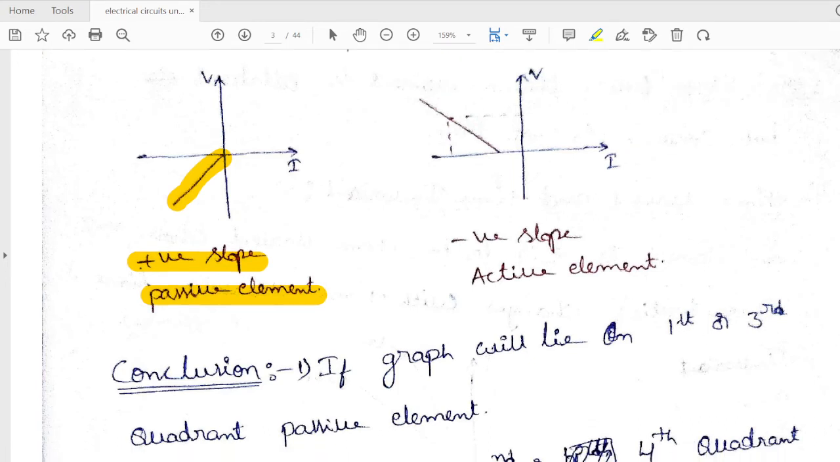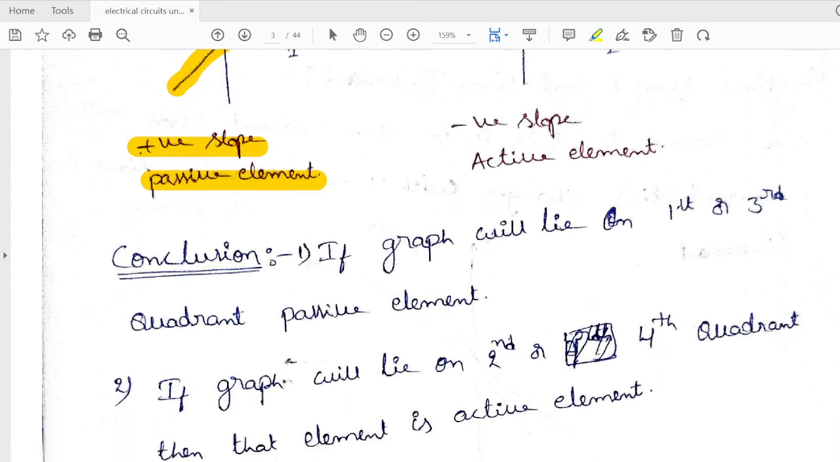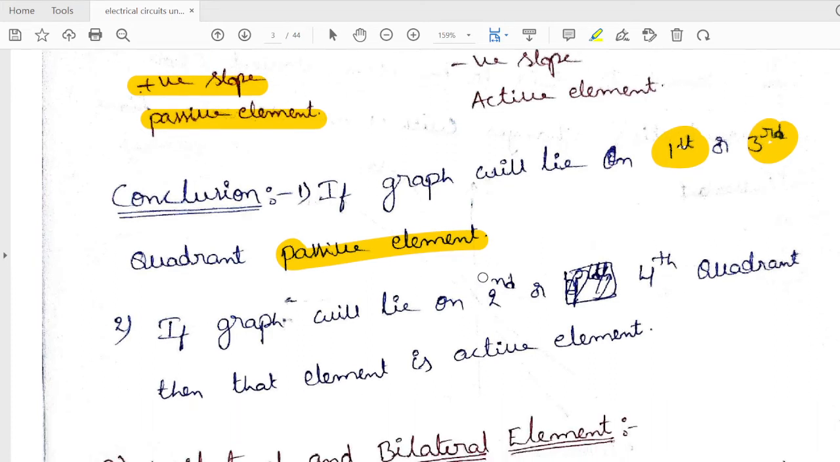Okay. So let us see what are the observations or conclusions we can make from here. If the graph lies on the first and third quadrant, then the element is a passive element. From these curves, whenever the graph lies in the first and third quadrant, we are getting the slope positive. If the slope is positive, the element is said to be a passive element. So whenever the curve lies in the second and fourth quadrant, then that element is an active element. I hope it is clear up to here.